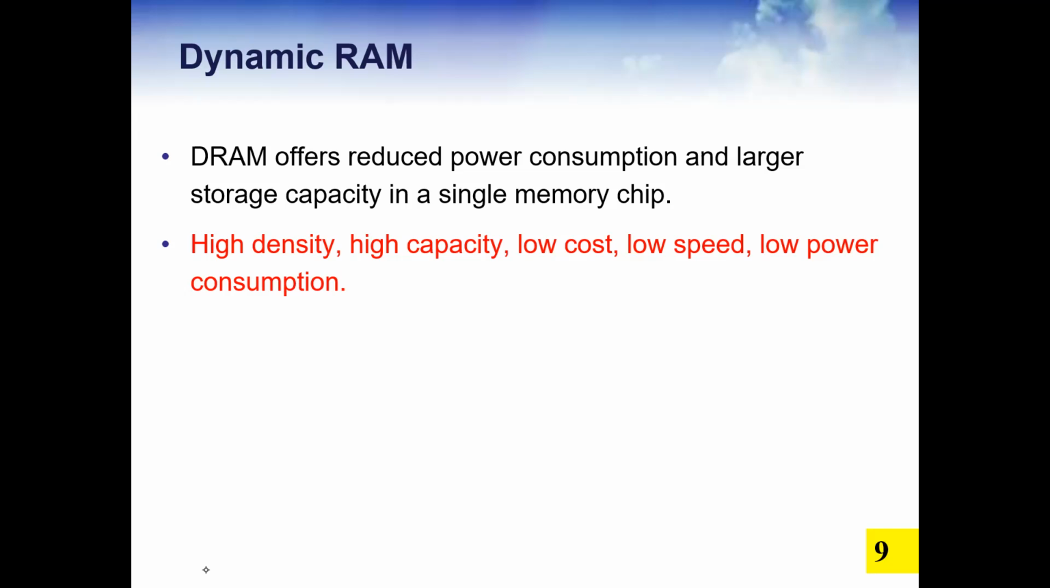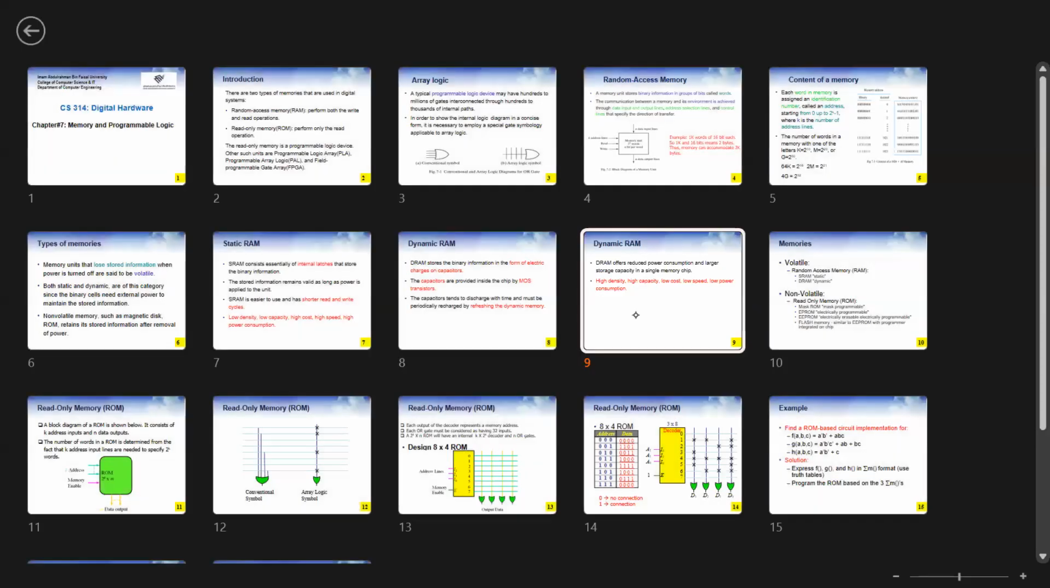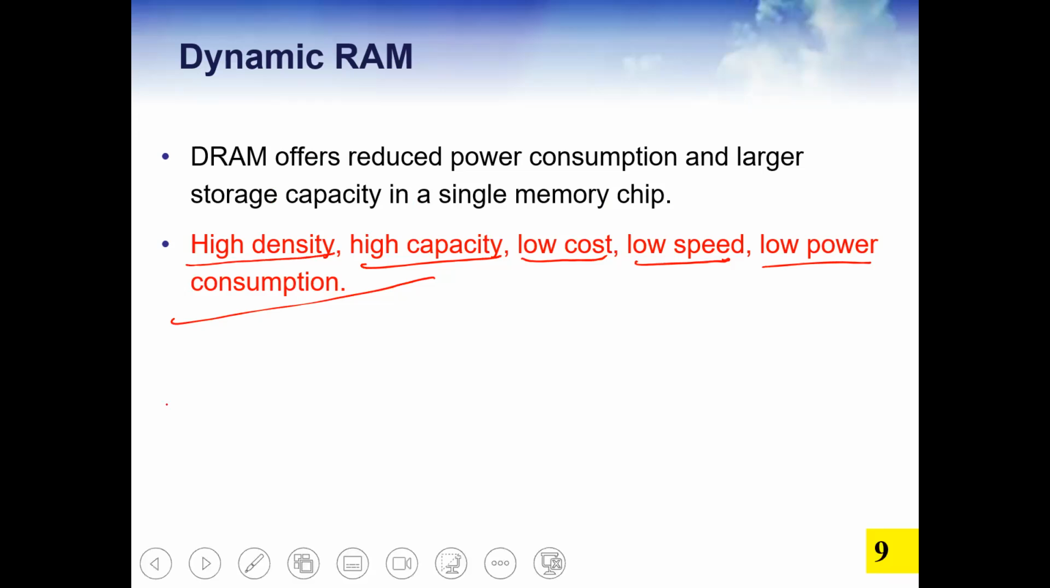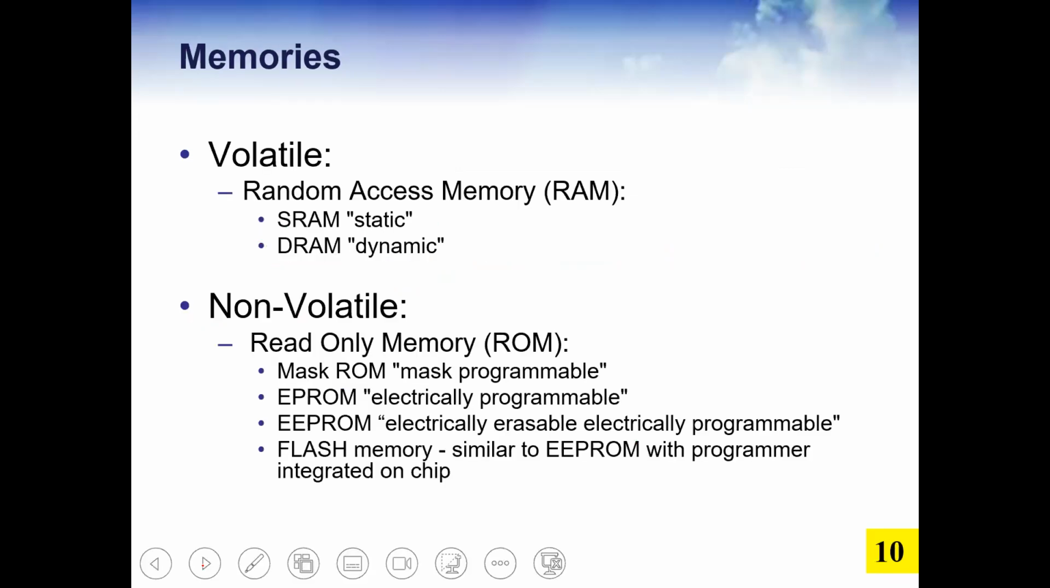So it has some characteristics: high density, high capacity, low cost, low speed compared to the SRAM, and low power consumption as well. So these are the characteristics of the DRAM, dynamic random access memory. So now we can say what volatile memory is, which is RAM. There are two types, static and dynamic.